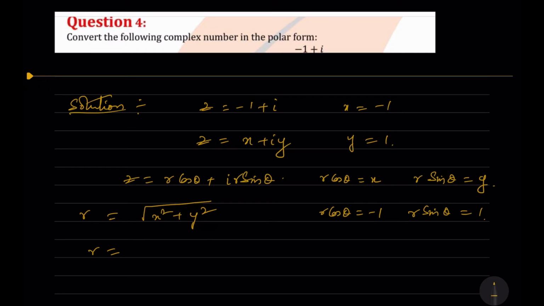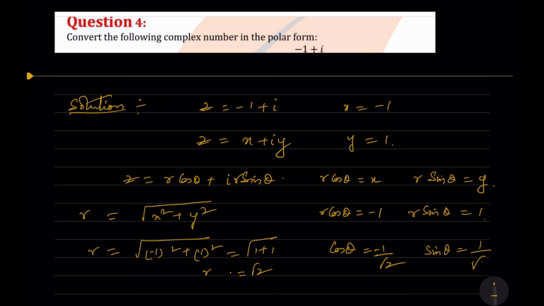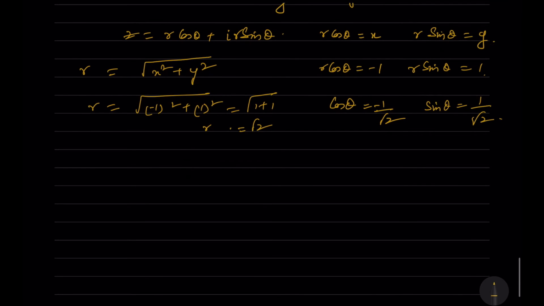So r is equal to root of (minus 1) whole square plus 1 square, which is equal to root of 1 plus 1, which is equal to root 2. So therefore we got r is equal to root 2. So cos theta is equal to minus 1 by root 2 and sin theta is equal to 1 by root 2. Now we have to find out what is theta.